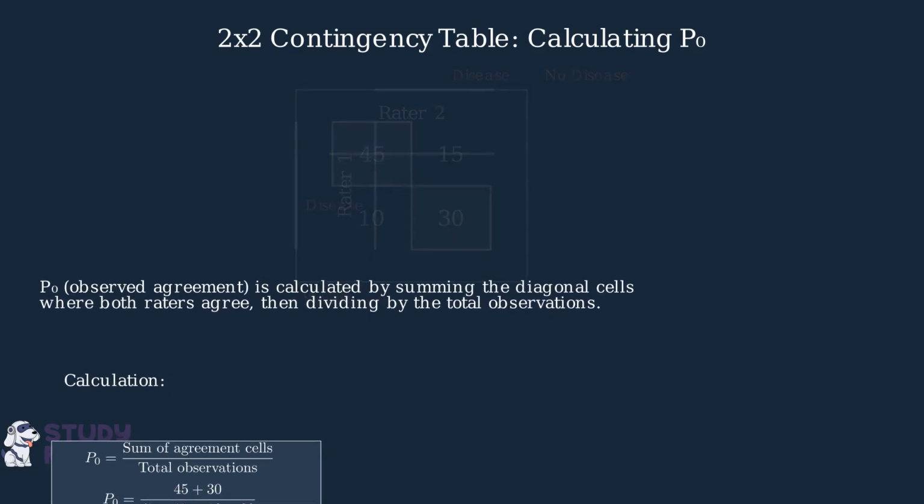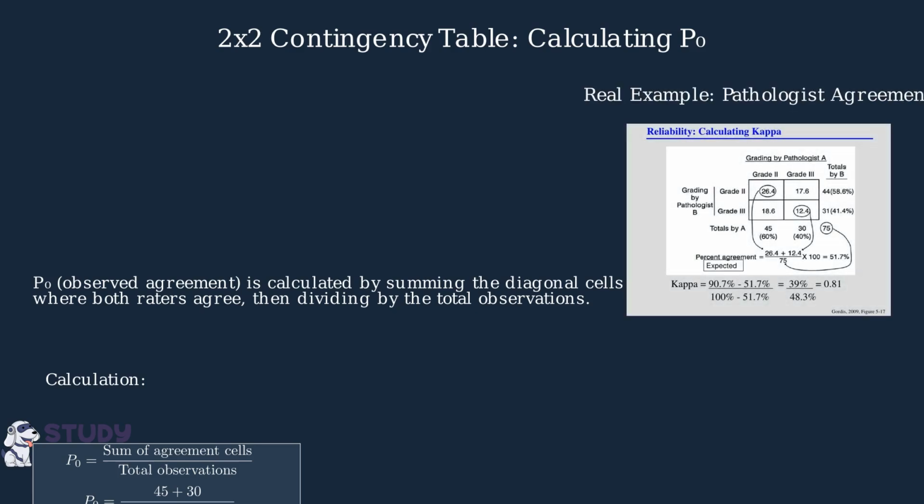Let's look at a real example showing agreement between two pathologists grading tissue samples. In this table, we can see the observed agreement is calculated the same way, summing the diagonal cells and dividing by the total observations. This observed agreement value is the first step in calculating Cohen's kappa, which we'll use to account for agreement by chance.